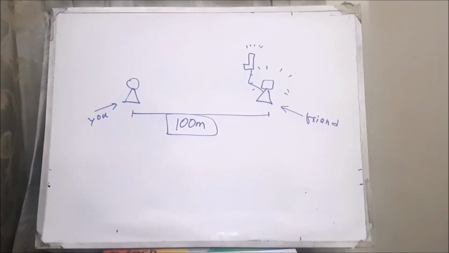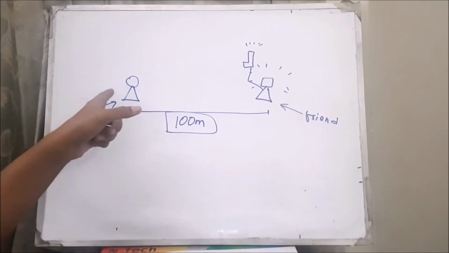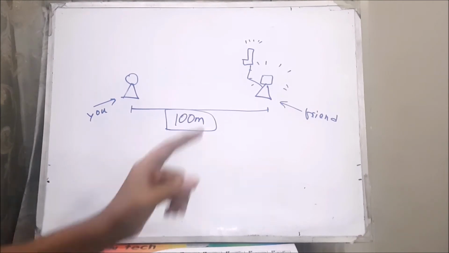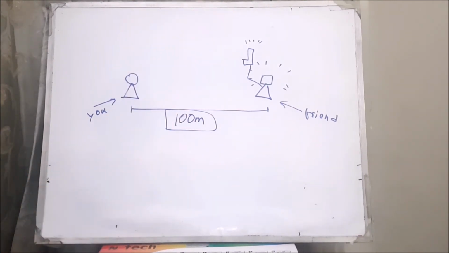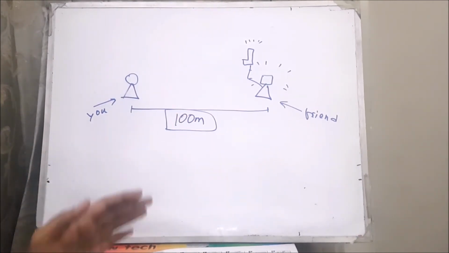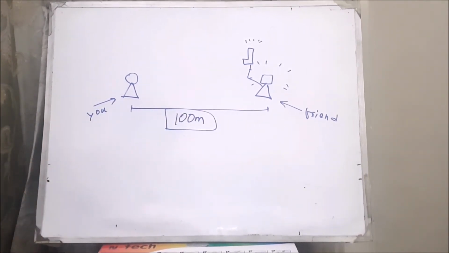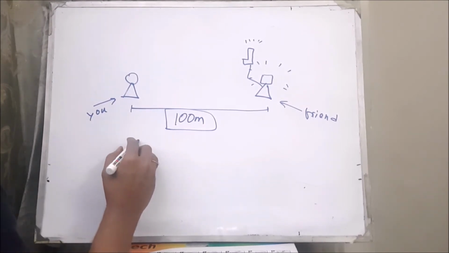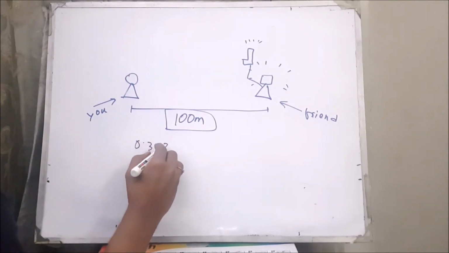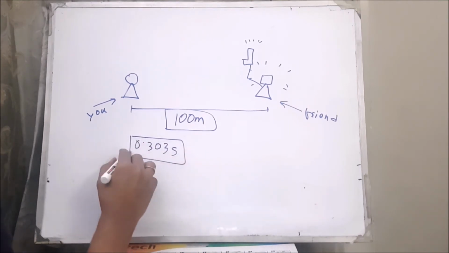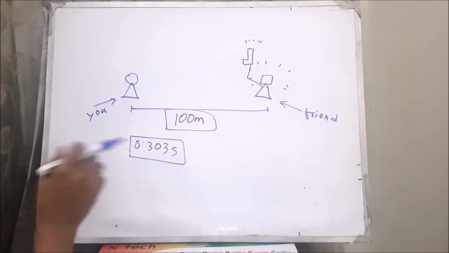Now we are going to look at a very fun experiment to measure or calculate the speed of sound. That's you, that's your friend. Your friend pulls the trigger on a gun. Okay? The distance between you two is 100 meters. From the moment that you see your friend pulling the trigger and you hearing the sound, the time is 0.303 seconds. Just for example, but this is an actual real life value, by the way.